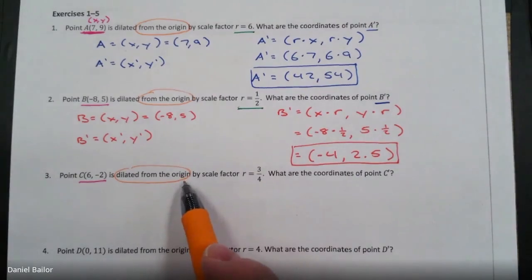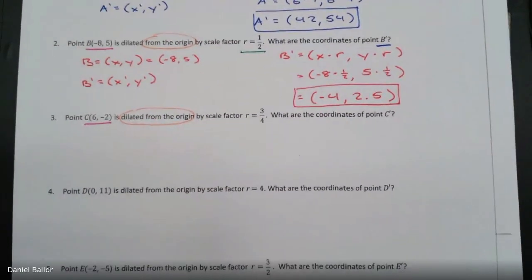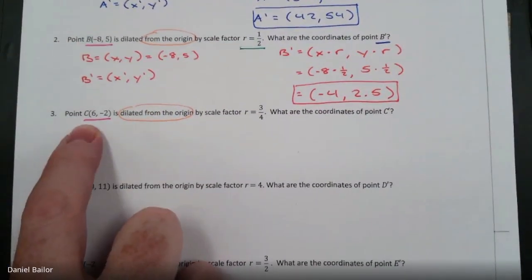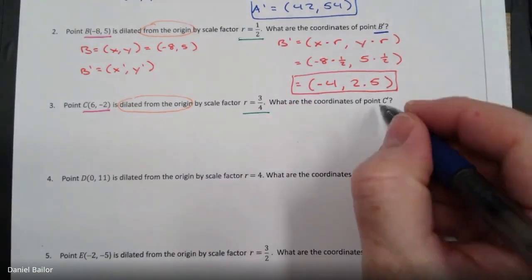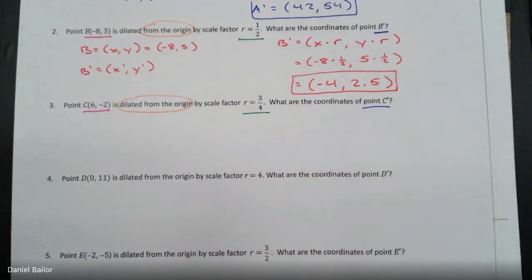If the center is at the origin, you do it just like this. And I think all the questions today are going to be dilated from the origin. But as we work further into Module 3, the center of dilation is going to change a little bit. Just be prepared and always check. Anyway, point C, dilated from the origin by scale factor r equals 3/4. What are the coordinates of point C prime?